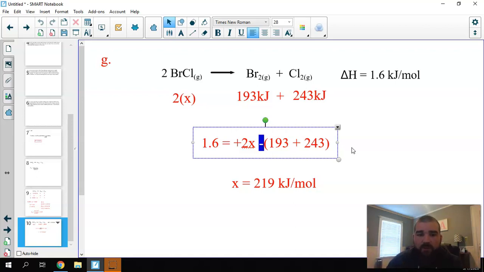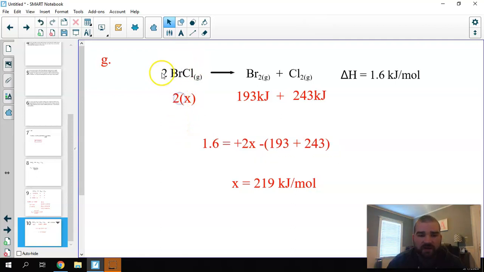Okay, so we set it up. We know the total is 1.6. I know that I have a positive value of 2x from breaking these bonds, and again, that 2 comes in from the fact that we have a coefficient of 2. And the positive term then gets combined with the negative term. The negative term over here is going to be the negative 193, just one of those because there's a coefficient of 1. The negative 243, again, coefficient of 1. So I have the full value of the negative, 2x positive equals 1.6. Do a quick little algebra here, and you should get a value of 219.